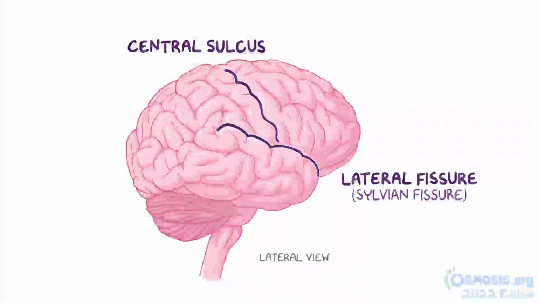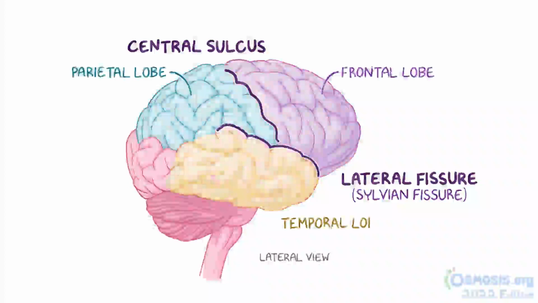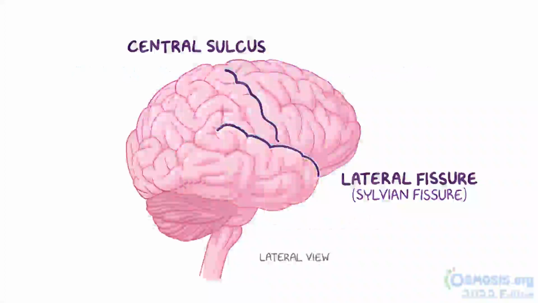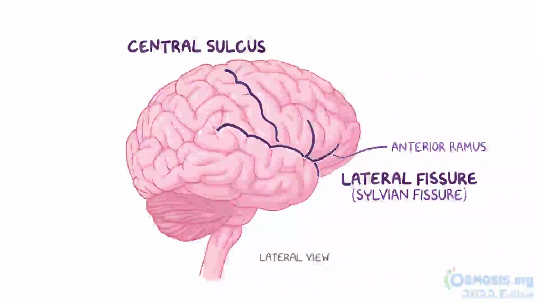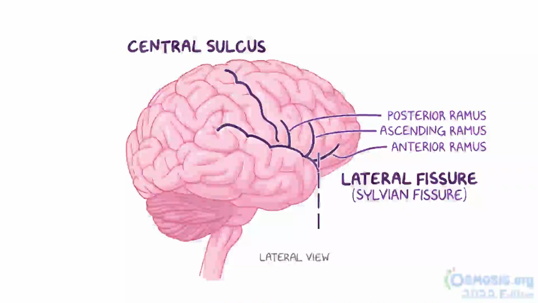The lateral fissure is found mainly on the lateral and inferior surface of the cerebral hemispheres, and it separates the frontal and parietal lobes above from the temporal lobe below. The lateral fissure extends in 3 directions: rostrally as the anterior ramus, superiorly as the ascending ramus, and caudally as the posterior ramus. The most rostral point of the temporal lobe is called the temporal pole.